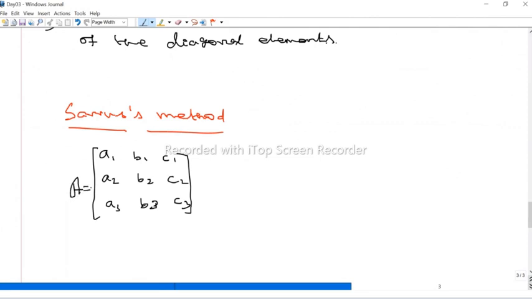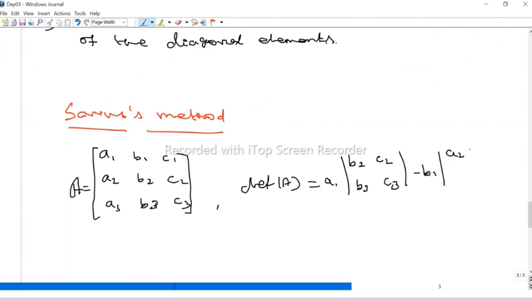A equal to this. So usually how do we find the determinant of A? The determinant of A equals, first we keep A1 and then the determinant of the remaining cofactor, that is B2, C2, B3, C3, and then minus B1 times the remaining cofactor A2, C2, A3, C3, plus the last term C1 times the cofactor of C1, which is A2, B2, A3, B3. Then you can simplify these and you will get the determinant.